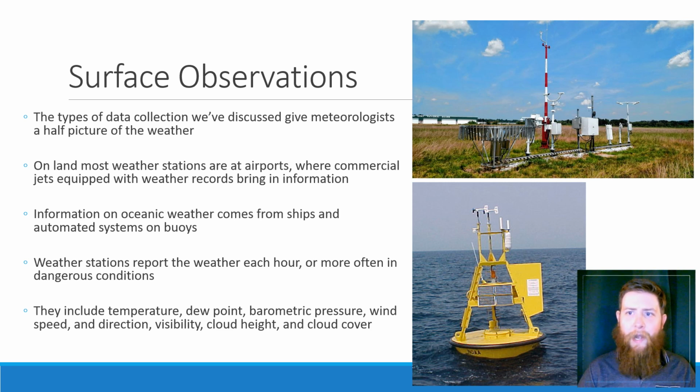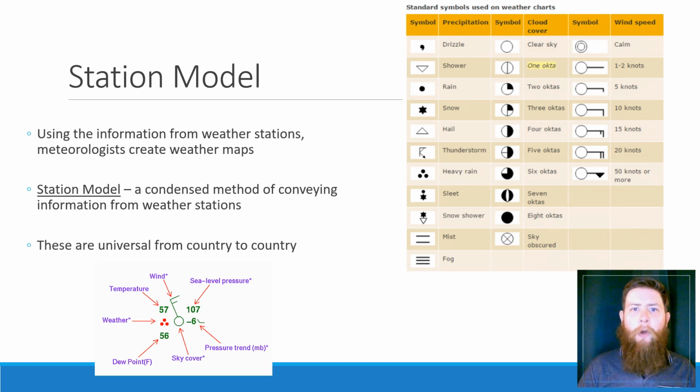How do we graphically take that information and put it into something? What we'll use is called a station model. Station models are a condensed method of conveying information from weather stations. And the nice thing about station models is they're universal, so anywhere you go in the world, you should be able to read these. This is a station model right here. It's got the wind, the temperature, the weather, the dew point, the sky cover, the pressure, and the sea level pressure. And everything on here is significant.